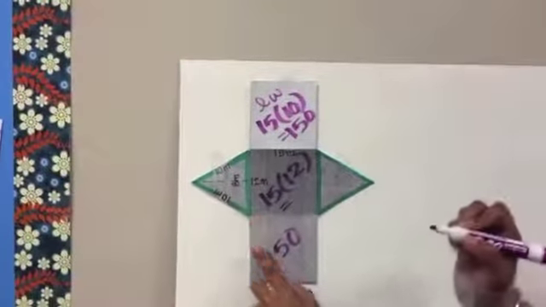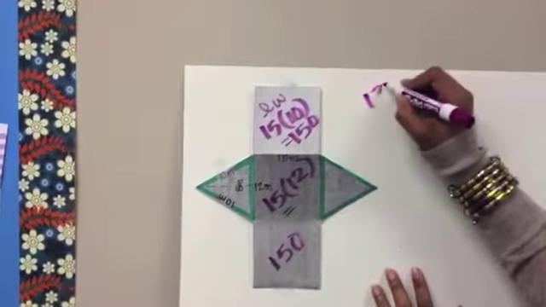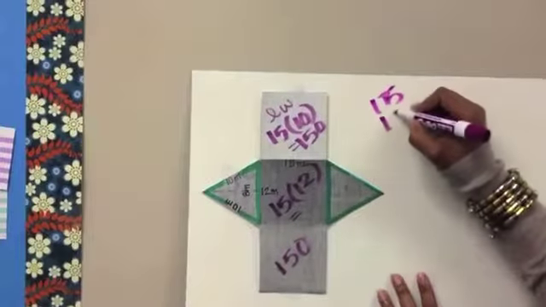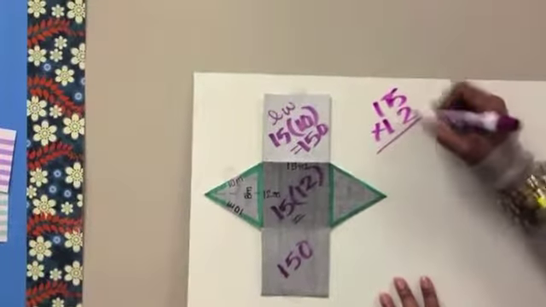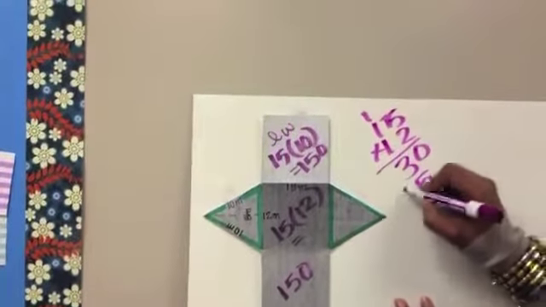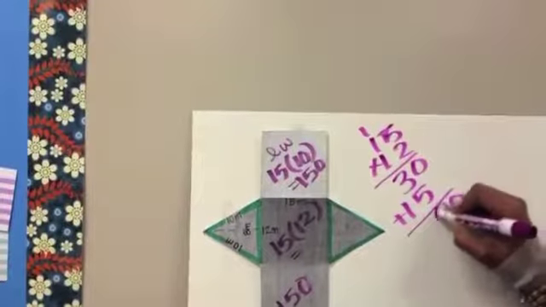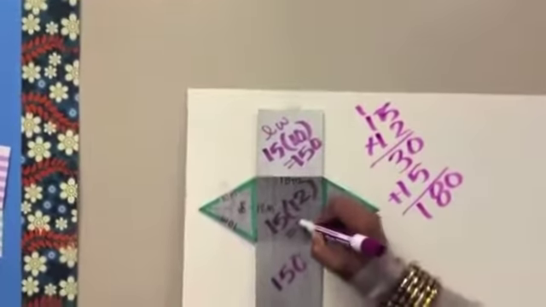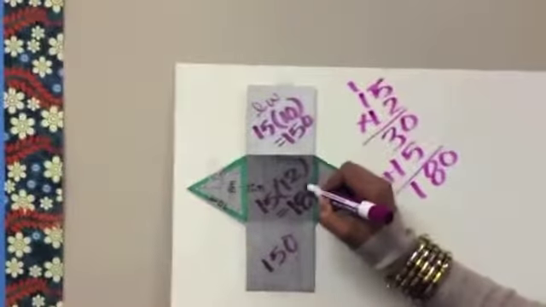Alright, and let's see, what is 15 times 12? Look at that, I didn't memorize this, guys. 2 times 5, 2, 3, 5, 1. Okay, that's 180. There you go, Miss Howard.